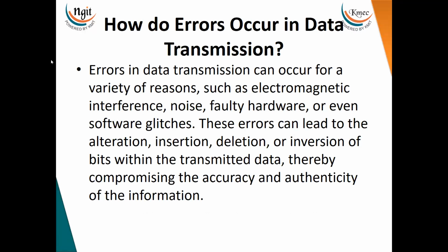And how do errors occur in data transmission? There may be any number of ways. Errors in data transmission can occur for a variety of reasons, such as electromagnetic interference, noise, hardware issues, or software issues. The errors can lead to problems like insertion, deletion, inversion, and alteration. Any type of problem may occur at the time of transmission.